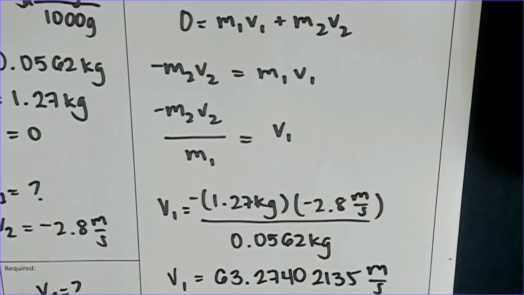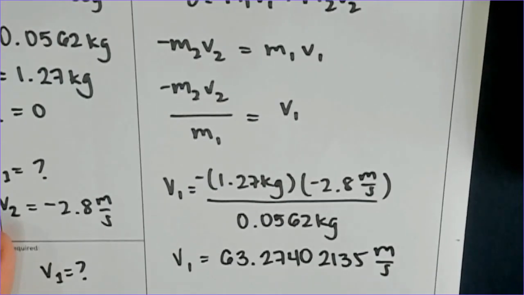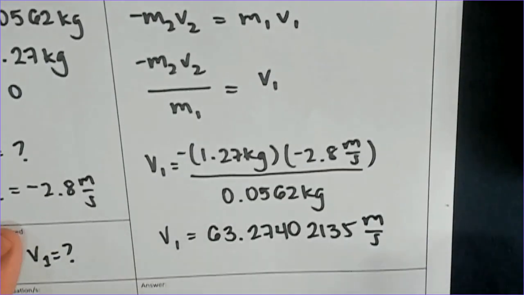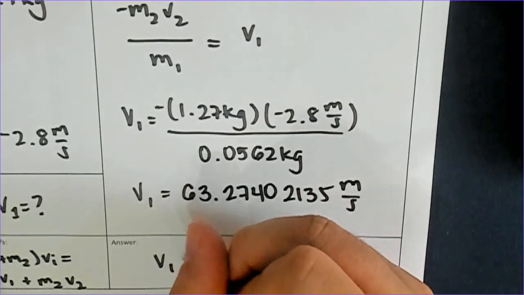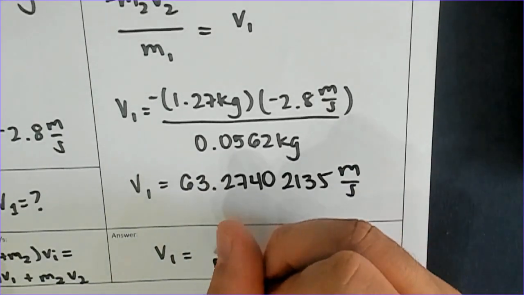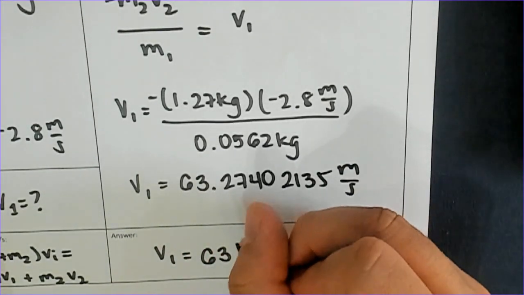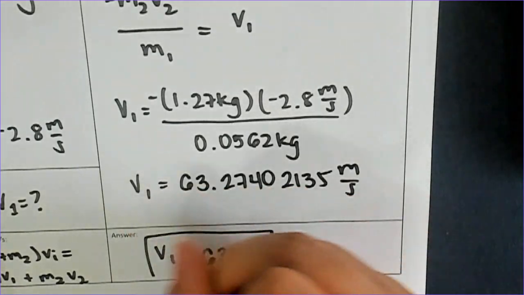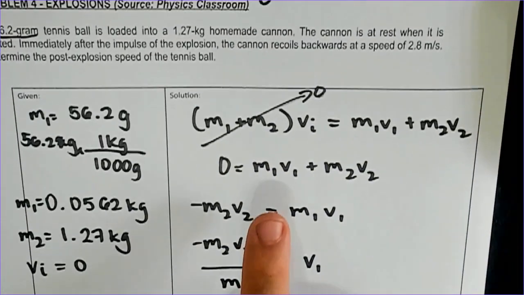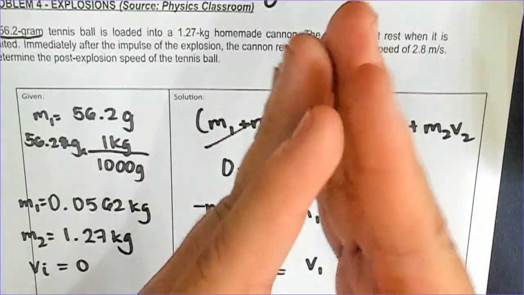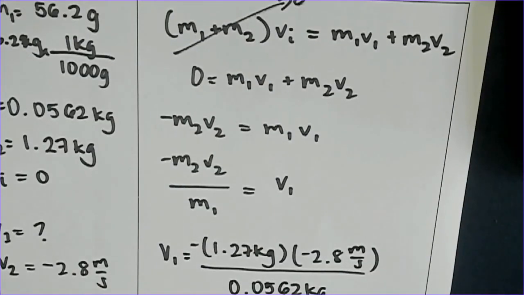Now let's take a look at the sig figs. We have 1.27, 0.0562, and 2.8, so 2 sig figs will be our final answer. That would be 63 meters per second. So that is our final answer, which again makes sense because your tennis ball is expected to go much faster than your cannon after that recoil. So that is how an explosion collision works.